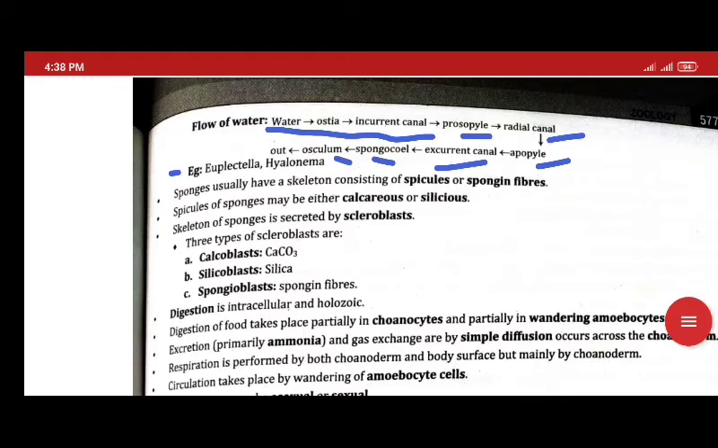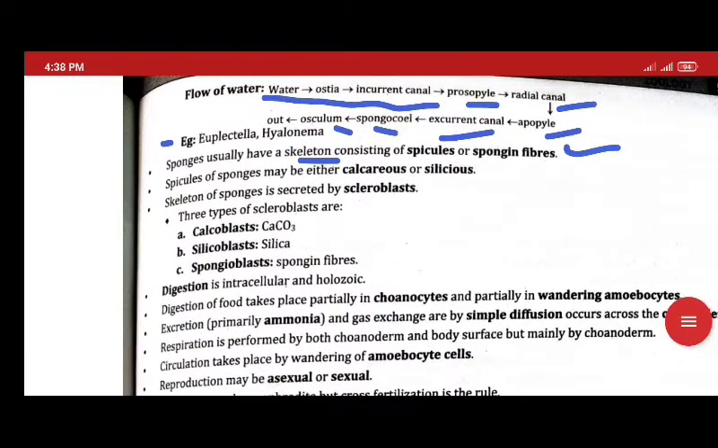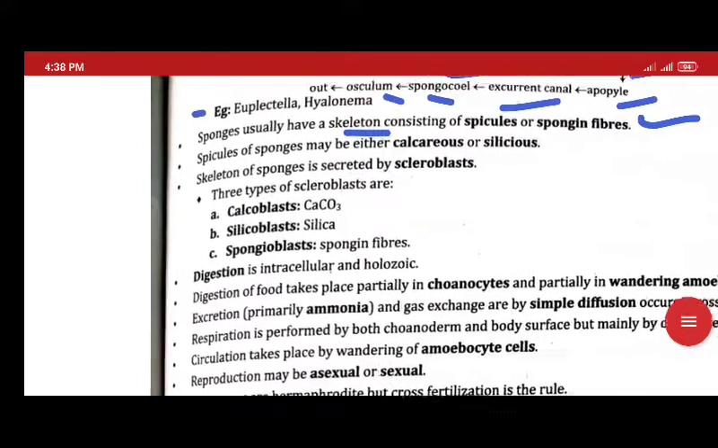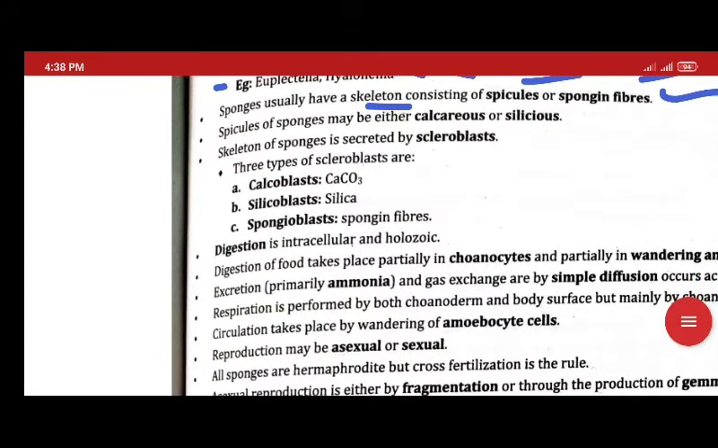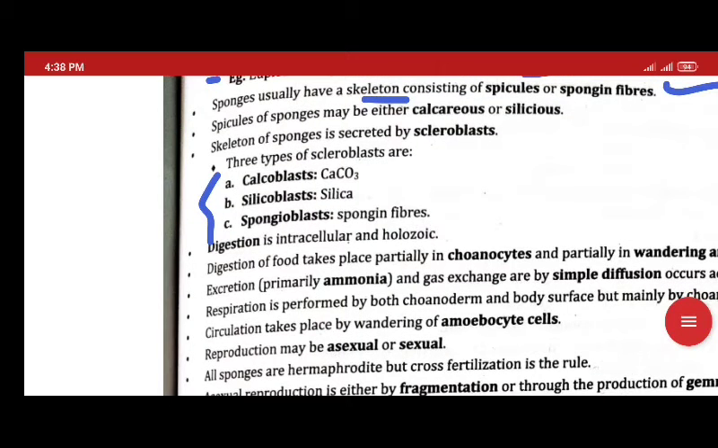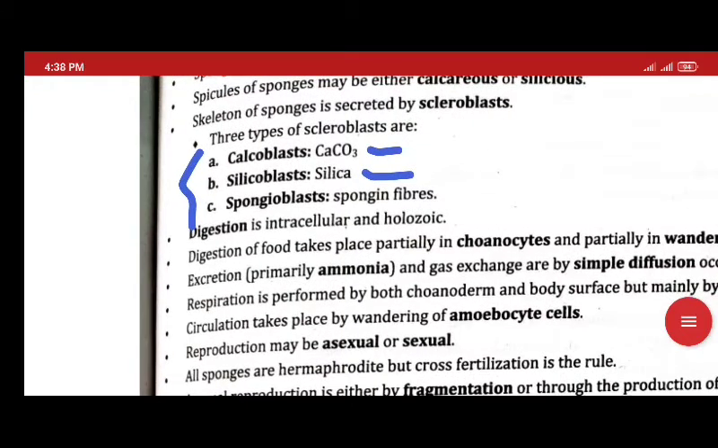Now this sponge also contains a skeleton, that is called spongin fiber. I have told you, spicules means a skeleton. If you make that skeleton, then this will be two type or three type actually. So on the basis of this skeleton, we have three classes division too. So three type: calcareoblast, silicoblast, and spongioblast. For calcareoblast, CaCO3, silicoblast got silica, and spongioblast got spongin fiber.